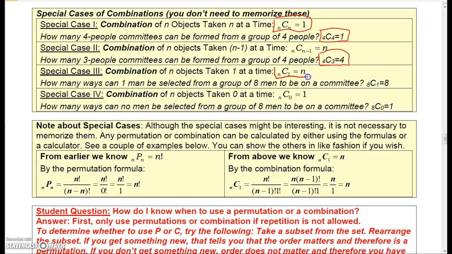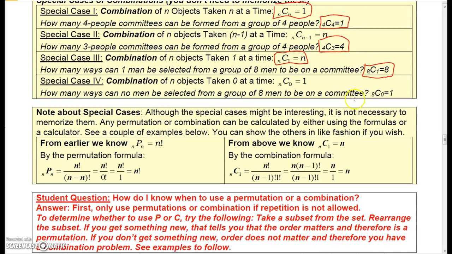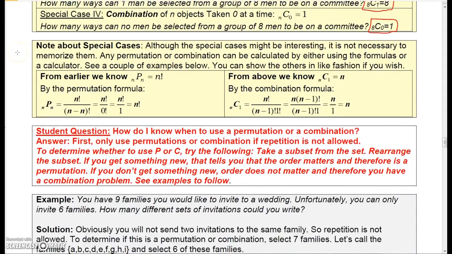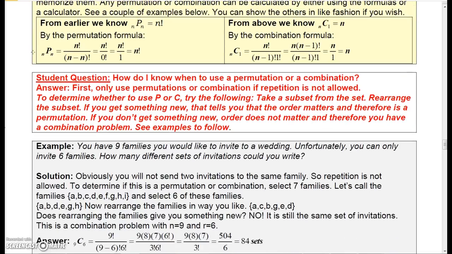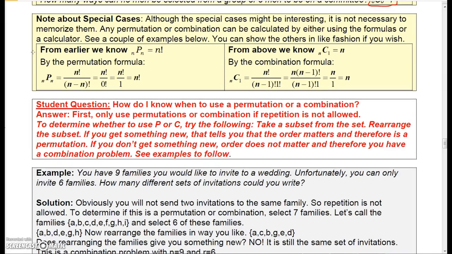Also, n choose 1 is always equal to n. So if you wanted to know what is 8 choose 1, that's going to just equal 8. And then just like the 0 for the permutation case is the same for the combination case, 8 choose 0 is always 1. Now you can read what I said here about special cases. It's not really important to memorize them. But you know, they're kind of neat if you do have them memorized.